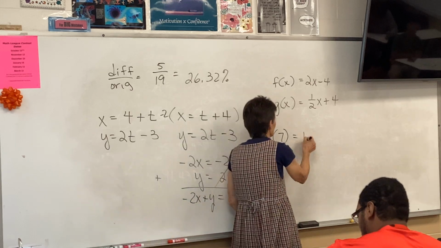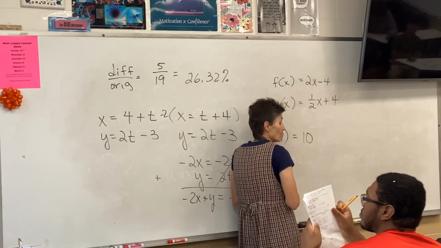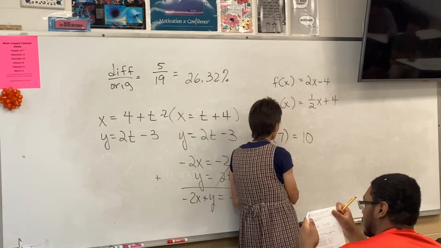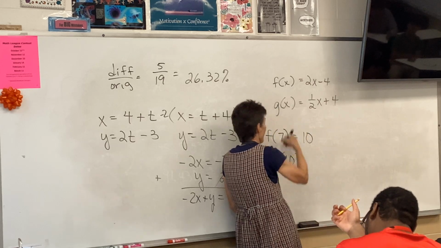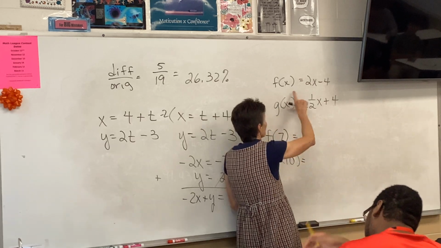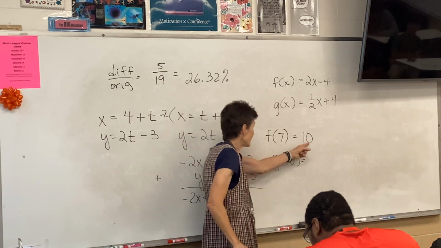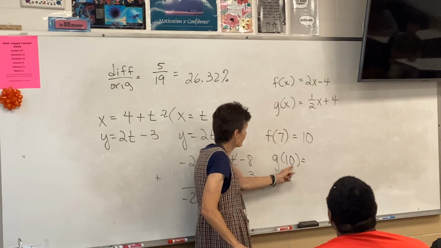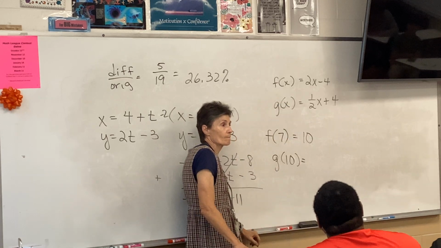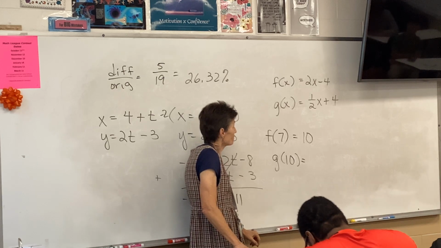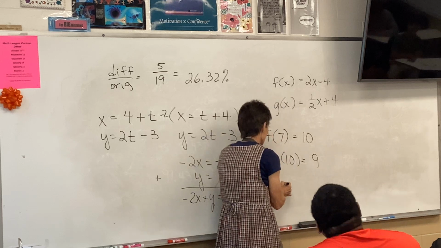10? Put 7 right in here. I got 10. Now, take that 10 and put it into your other function. So I randomly chose 7. I plugged it in and got 10. Now I'm taking that 10 and putting it in my other function. What do I get when I put 10 in there? 9? These are not inverses.